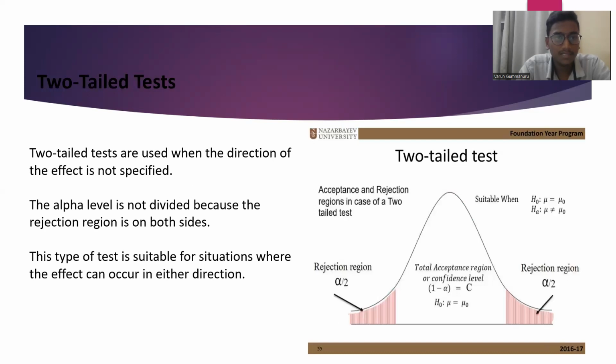Next, two-tailed tests. Two-tailed tests are used when the direction of the effect is not specified. The alpha level is divided by 2 because the rejection region is on both sides. This type of test is suitable for situations where the effect can occur in either direction.